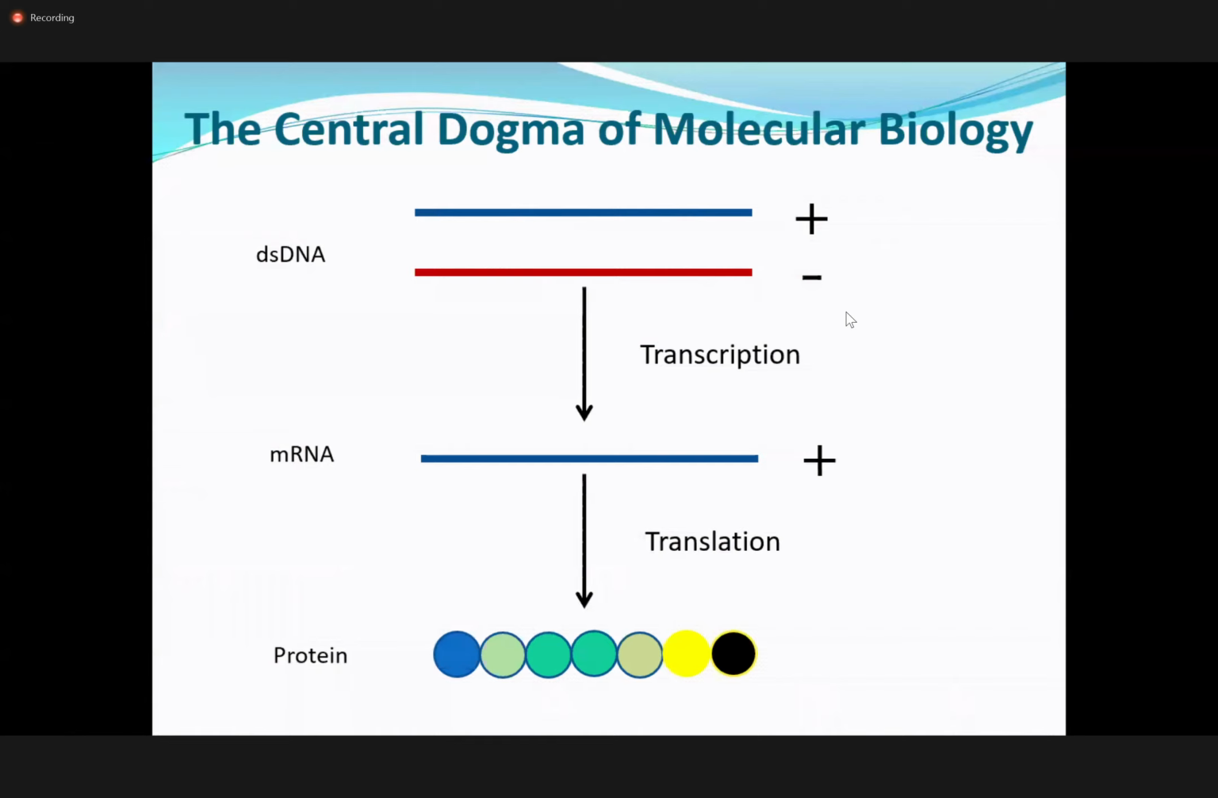So from that minus DNA strand, you get what is called a plus strand messenger RNA, right? And so from this messenger RNA, you can then translate your codons to give you your amino acid sequence, which makes up your protein.